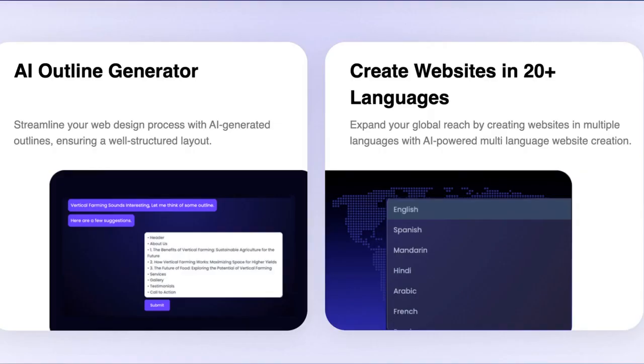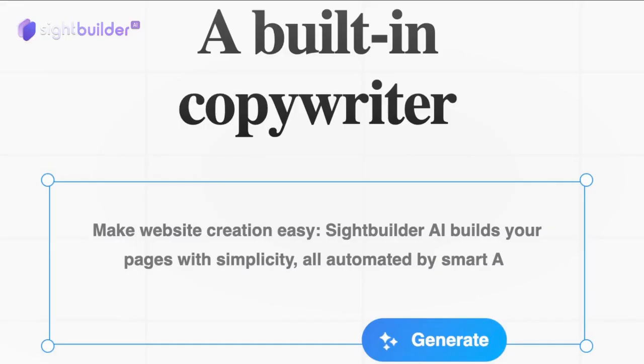So you simply type with a chatbot and then it will give you an outline for your website, all generated by AI. It's a streamlined web design process where the AI will give you an outline, and you can change this outline as well. I'm going to show you a demo as well. And it can create websites in 20 plus different languages. So if you want to create it in another language, that's also possible.